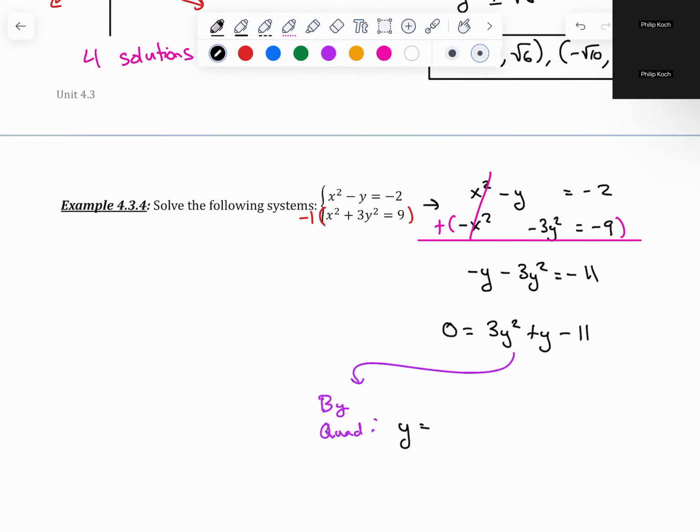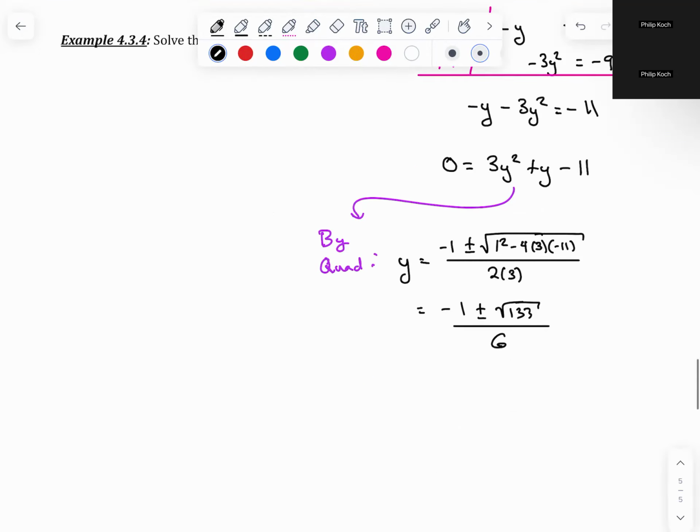y will equal negative b, so negative 1 plus or minus the square root of 1 squared minus 4 times a, which is 3, times c, which is negative 11, all divided by 2 times 3, which is equal to negative 1 plus or minus the square root of 1 minus 4 times 3 times negative 11, all divided by 6. And that's going to be negative 1 plus or minus the square root of 133 divided by 6. Okay, that's not a nice number.